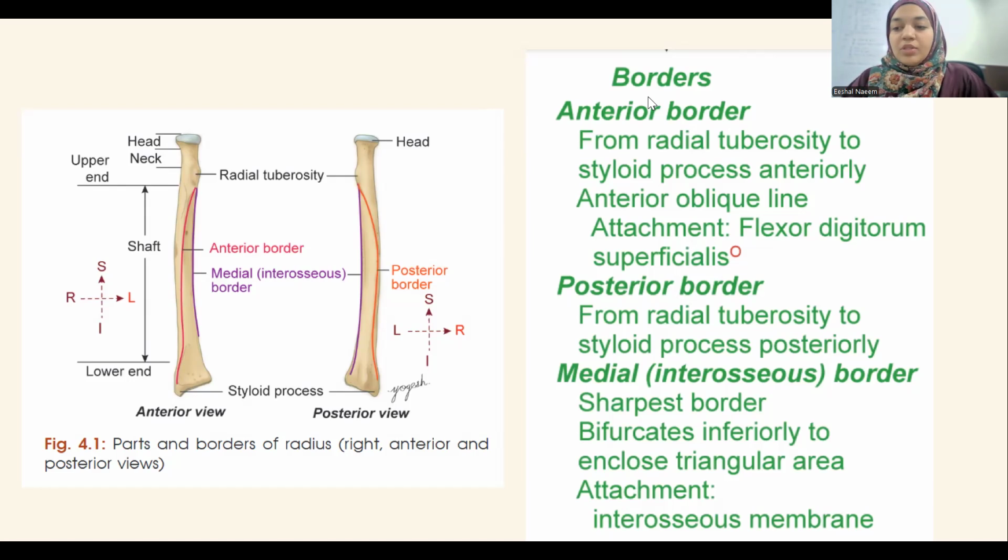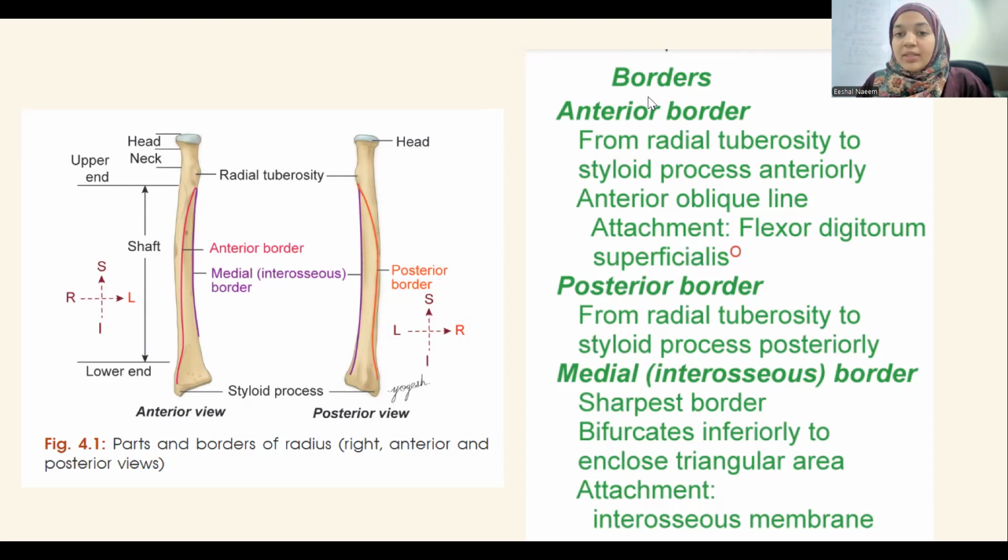Posterior border. When we talk about the posterior border, so this is the radius. We turn it around and we go to the posterior roughened part of the radial tuberosity. You start from here and then posteriorly run to the posterior part of the styloid process. So the styloid process anteriorly is ending the anterior border and posteriorly it's ending the posterior border, right?